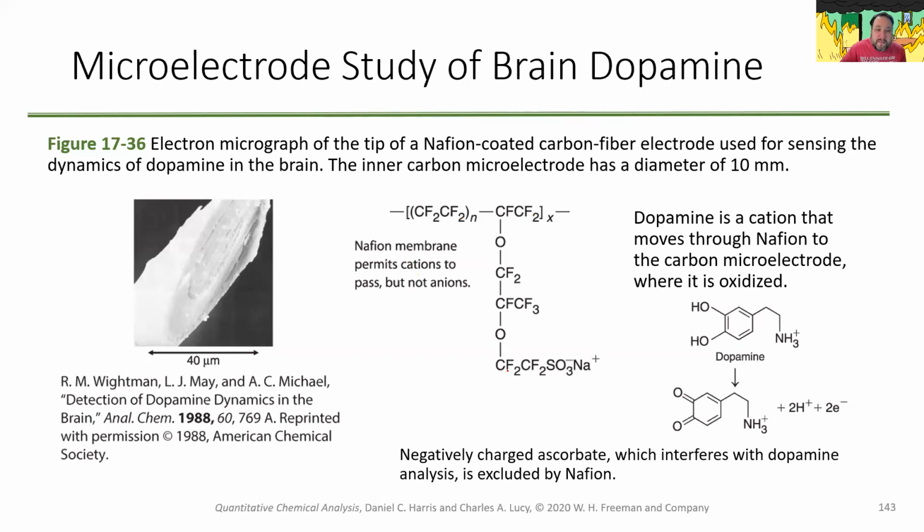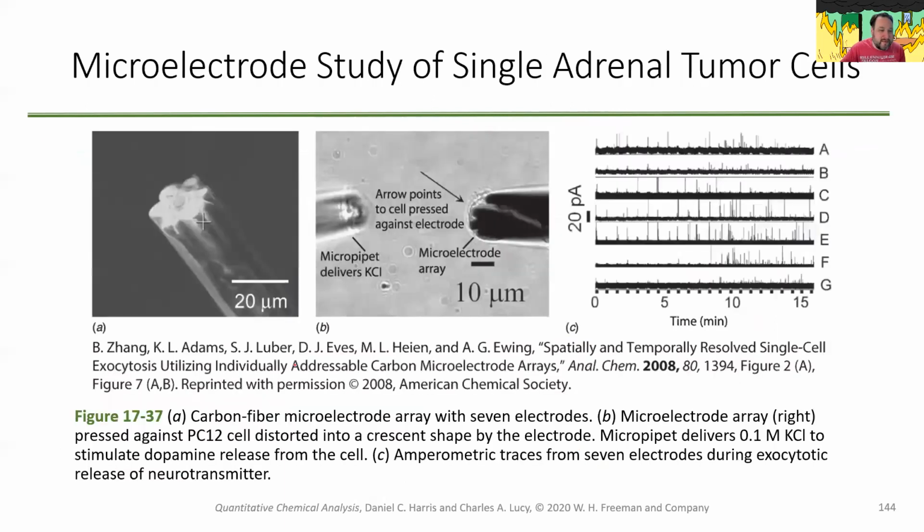So you've got this naphthalene membrane. That's going to let cations through, but not the anions, so it's going to give you some selectivity at that membrane. Dopamine is a cation that moves through the membrane. It's going to be oxidized from dopamine into, I forget what it's called when it gets oxidized, oxidized dopamine. There's a name for it, and I'm just having a brain fart.